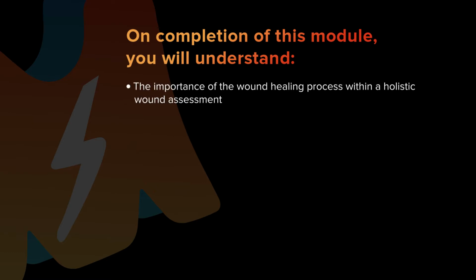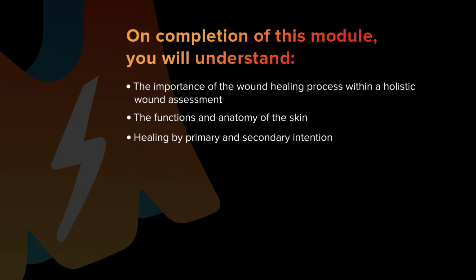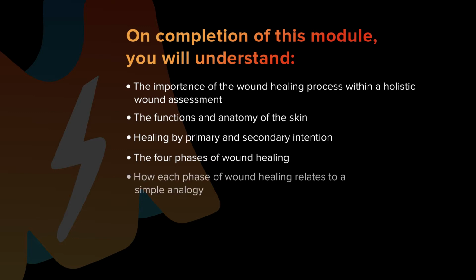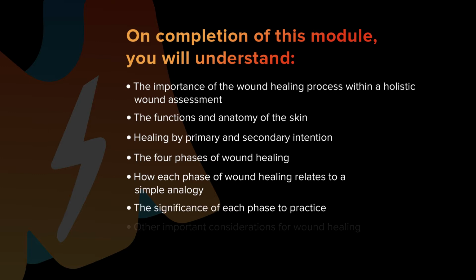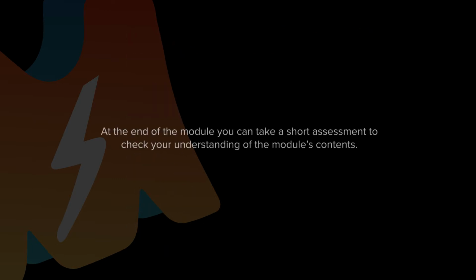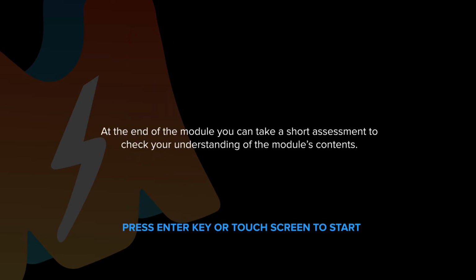On completion of this module, you will understand the importance of the wound healing process within a holistic wound assessment, the functions and anatomy of the skin, healing by primary and secondary intention, the 4 phases of wound healing, how each phase of wound healing relates to a simple analogy, the significance of each phase to practice, other important considerations for wound healing.